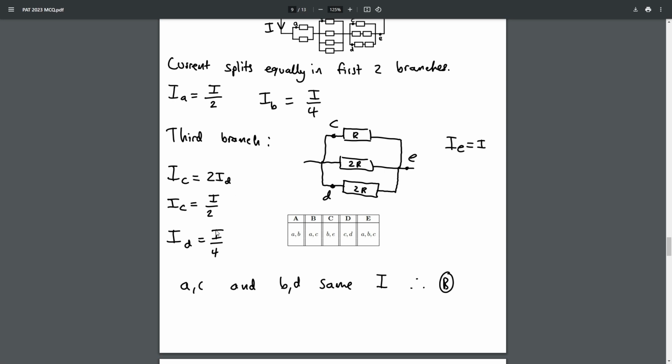So then we can see that B and D are the same, and A and C are the same, and there's not an option which has B and D in this multiple choice. There is one that has A and C, which means it's going to be that one, so the answer will be B.